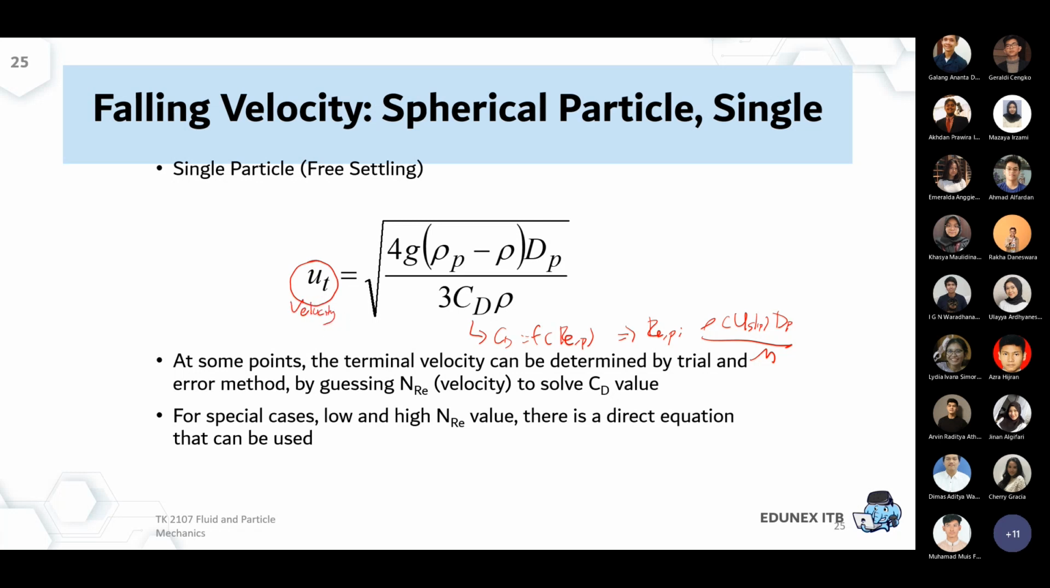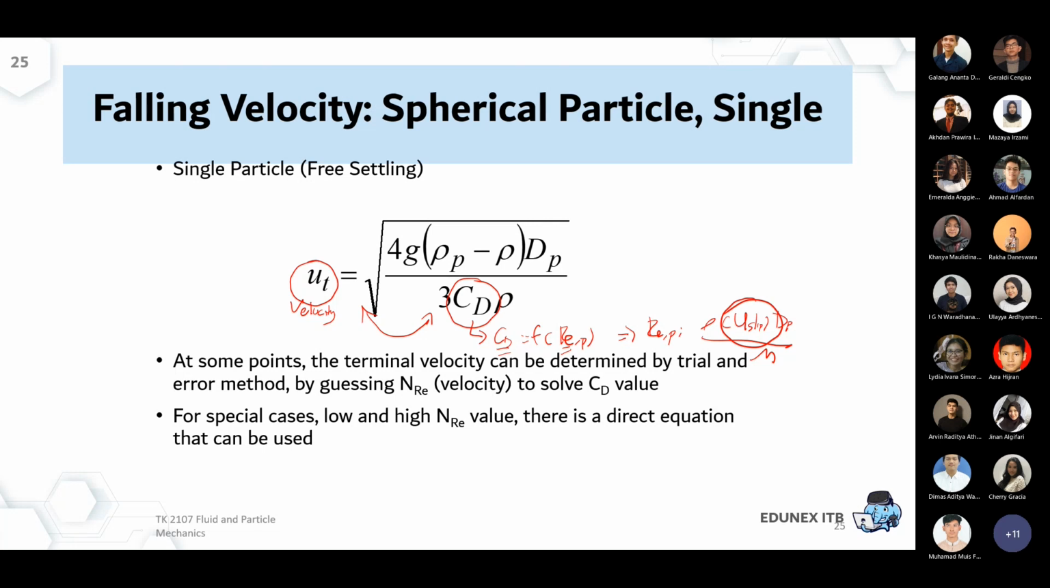In order to calculate velocity, you need to know the drag coefficient. But the problem is it's the other way around. When you want to know the CD, you have to know the Reynolds number. That means when you want to know the CD, you have to know the velocity, which is actually our main objective of the calculation. So that's a circular reference in Excel calculation.